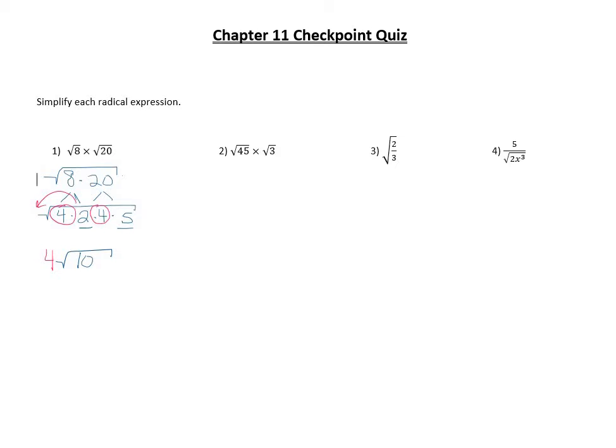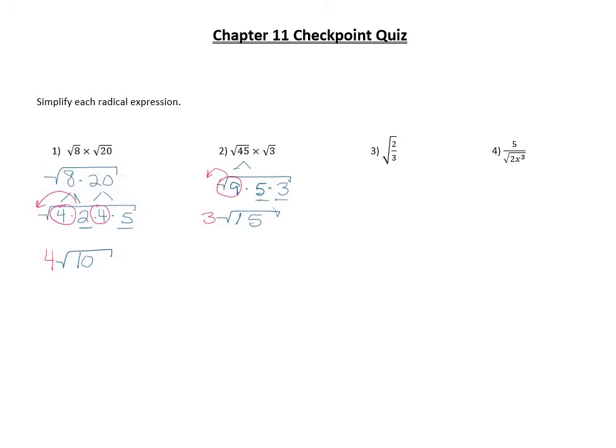In the second problem, I have the square root of 45 times the square root of 3. We can use the same method. Let's break 45 down into a factor that's a perfect square and another factor, multiplied by 3. I know that the square root of 9 is 3, so I can bring that out in front of my radical sign. And left within the radical is going to be 5 times 3, which is 15. So the answer is 3 square roots of 15.